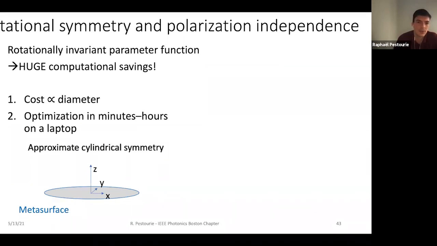tractable in a reasonable amount of time, and we ended up having designs within hours, so very fast for this type of problem. And so we implemented a rotationally invariant parameter function, and so it's a huge computational saving because instead of having a two-dimensional integral for your convolution with the Green's function, now you have just a 1D integral. So that's much faster. And so the cost goes proportional to the diameter. Depending on the size, for the bigger lenses, it took a few hours to optimize it.